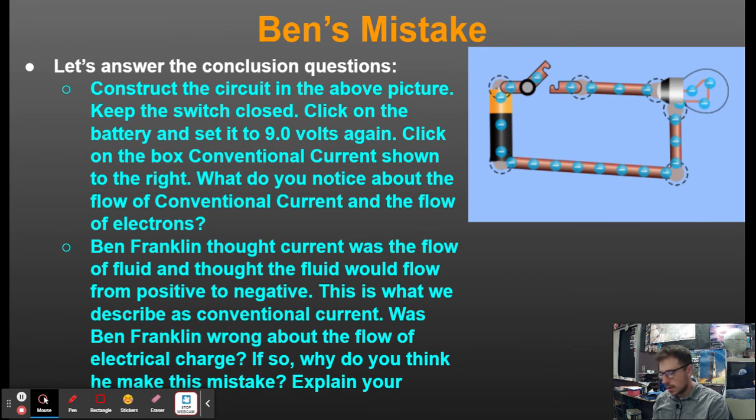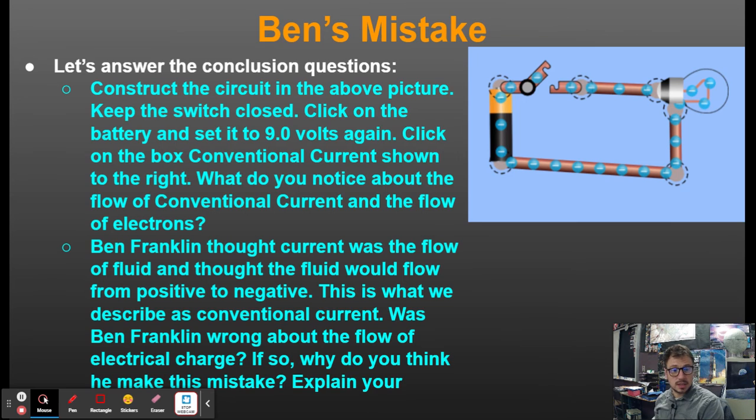Now that brings us to this question. Ben Franklin thought current was the flow of fluid and thought the fluid would flow from positive to negative. This is what we describe as conventional current. Was Ben Franklin wrong about the flow of electric charge? If so, why do you think he made this mistake? Explain your answer. Well, he was wrong.